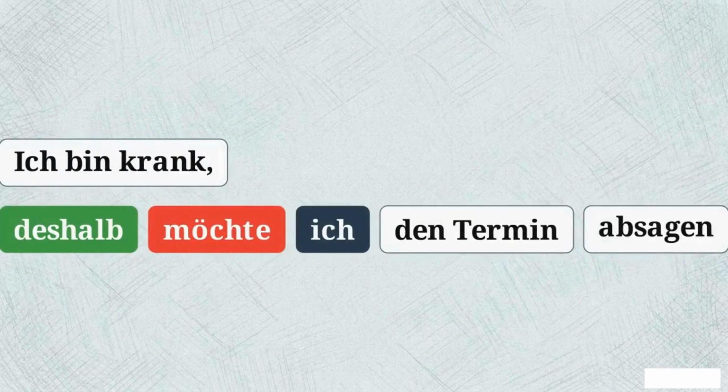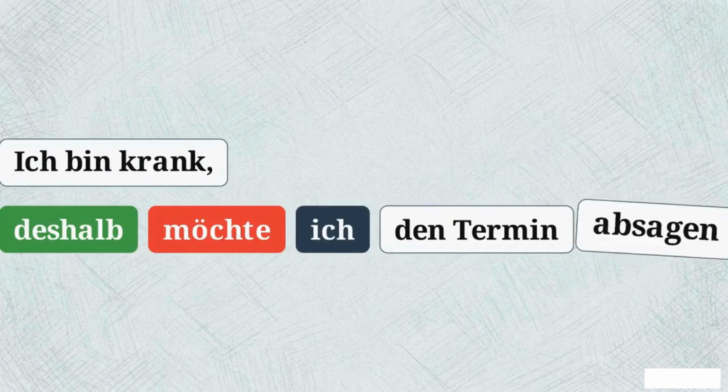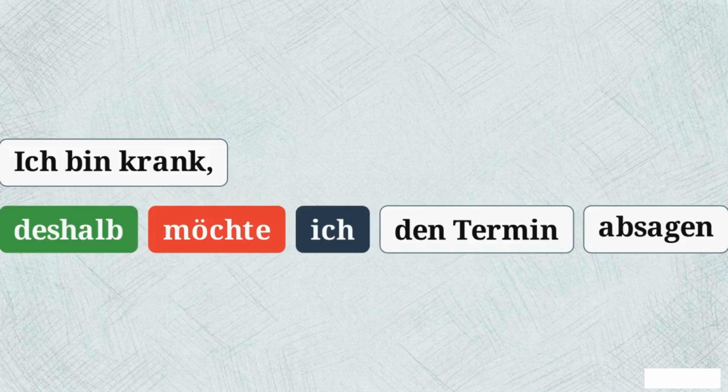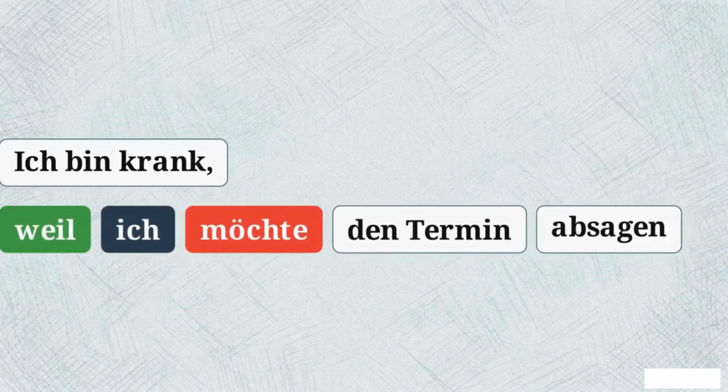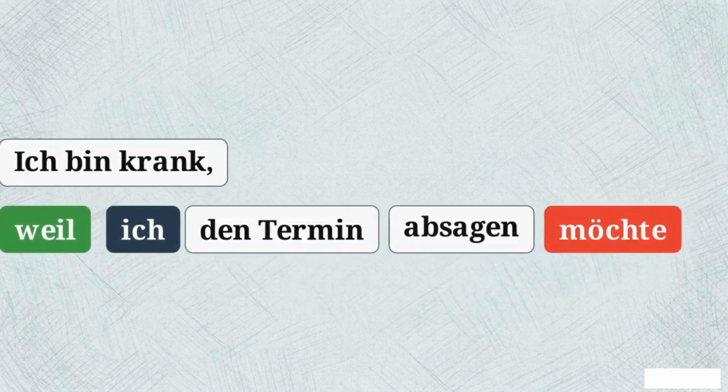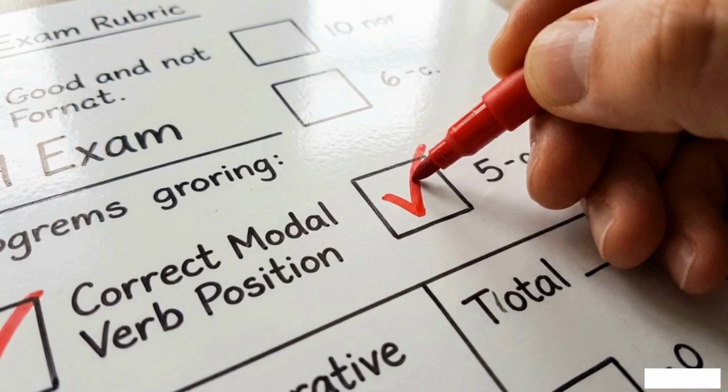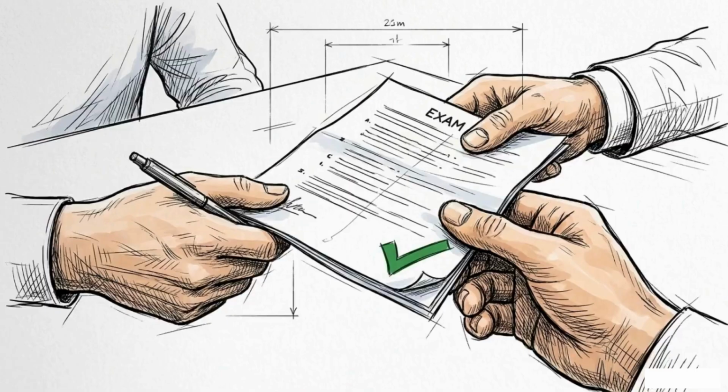With our deshalb template, the magnetic rule targets the conjugated verb möchte, locking it next to deshalb. The infinitive absagen sits at the end. In a weil structure, the conjugated modal verb is pushed to the absolute end, placing it completely after the infinitive verb. Correctly placing the conjugated verb when a second verb is present satisfies one of the most difficult criteria of the A1 writing assessment and signals to the examiner that you grasp these core rules.